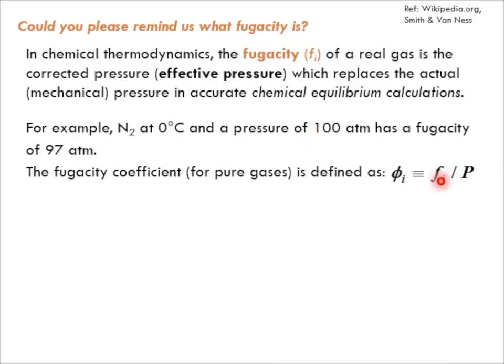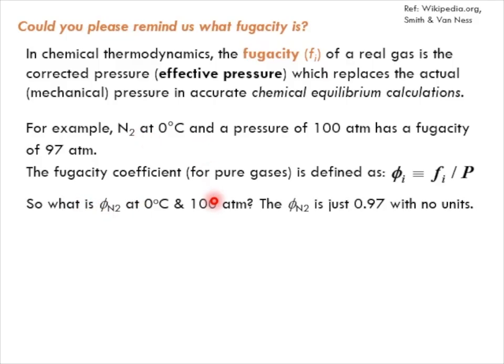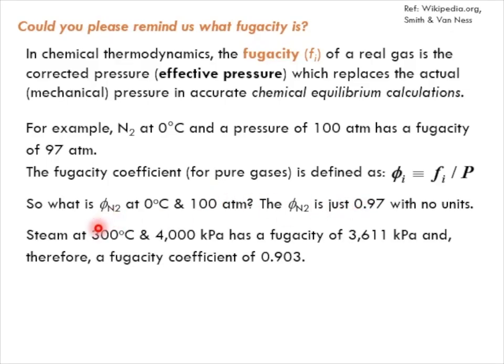We can compare Fi, the fugacity of species i, to the system pressure, the actual pressure here. And this is defined as the fugacity coefficient. So what's the fugacity coefficient for the nitrogen at the above state? Obviously it is 0.97 with no units. Steam at 300 degrees C and 4000 kilopascal has a fugacity of 3610 kilopascal, and therefore the fugacity coefficient is 0.903.